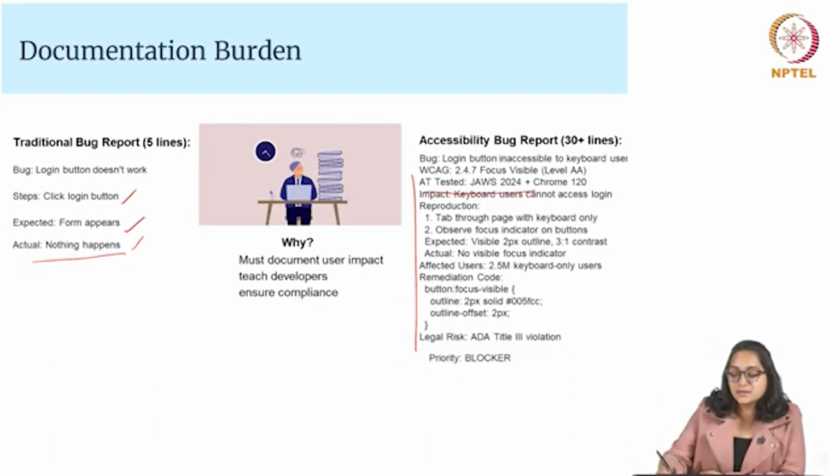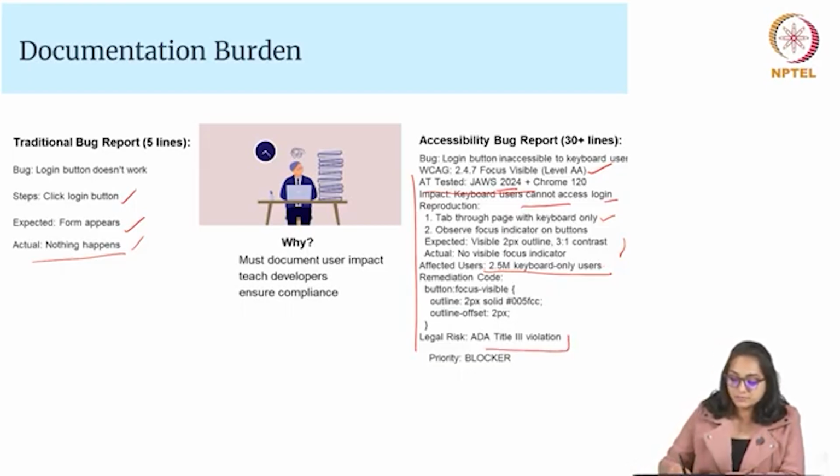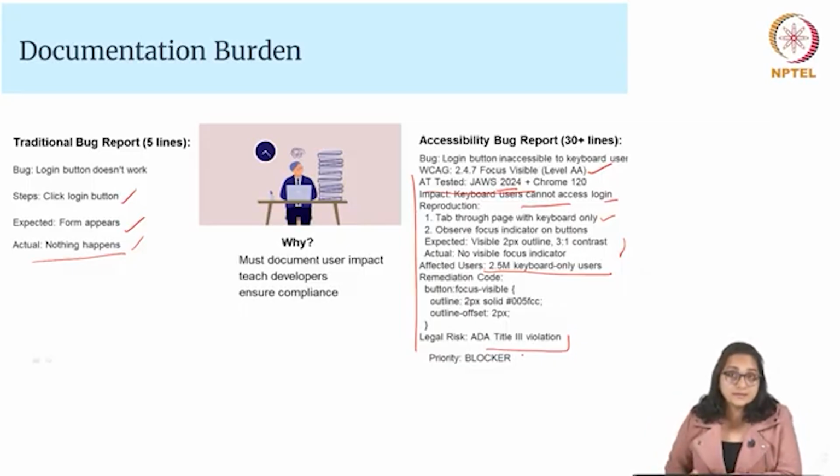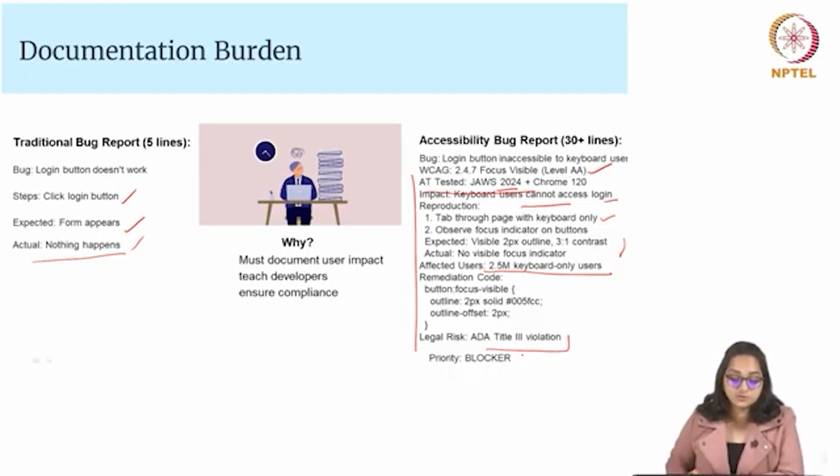So accessibility AT testing, which is assistive technology testing. Impact: keyboard users cannot access login. Focus visibility: tab through the page with keyboard only. All of these are affected users, again 2.5 million keyboard-only users, again an ADA Title 3 violation. Priority: blocker. It is a slightly verbose report, but it still needs to be done. Otherwise, the company and the product may face legal issues as well.